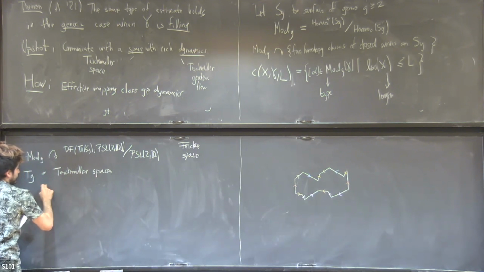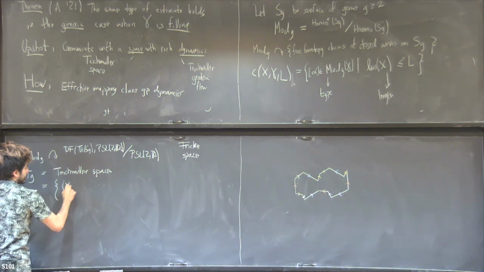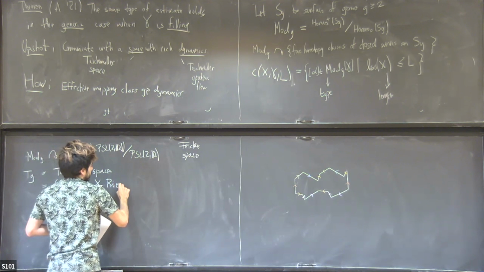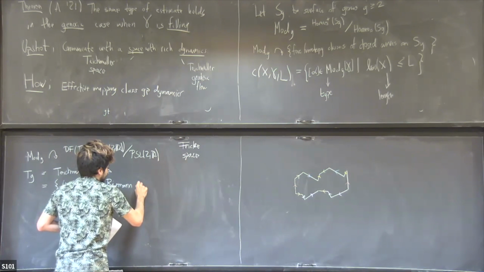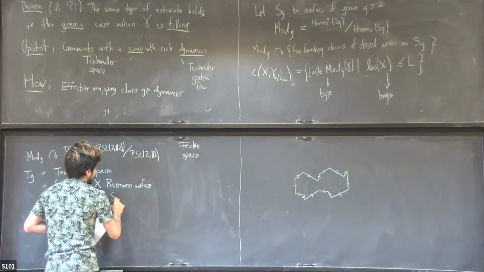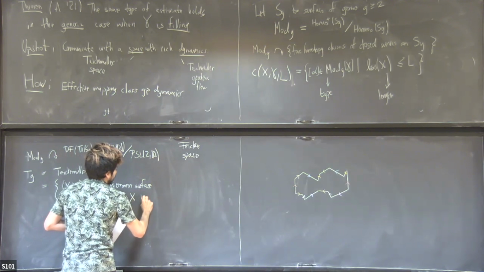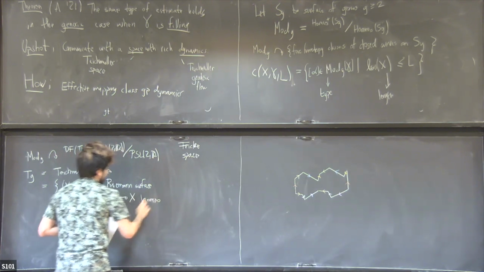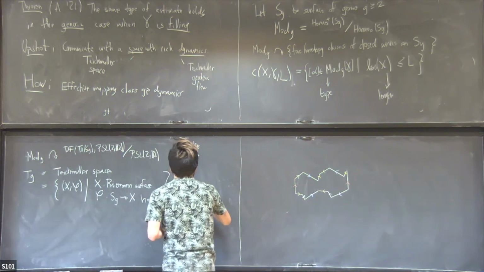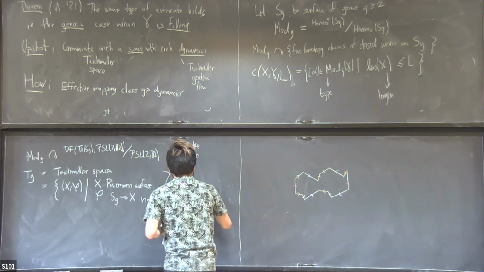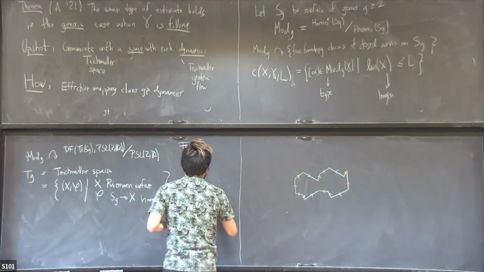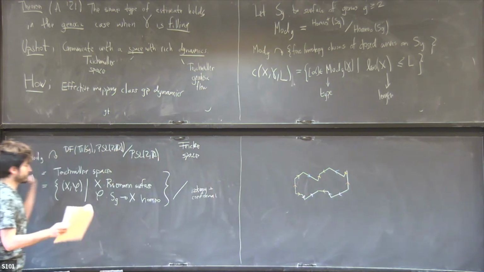The Teichmüller space for me is just going to be a space of pairs x, phi, where x is a Riemann surface and phi is just a homeomorphism from my original surface onto x. This has some equivalence relation, say isotopy and conformal. Some equivalence relation, but let me tell you what this space is.